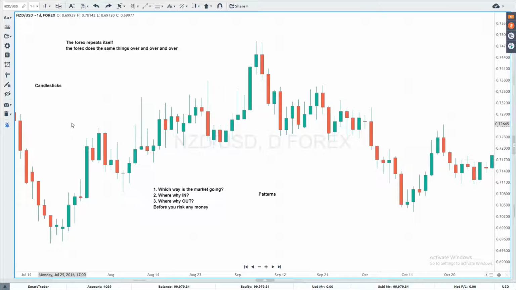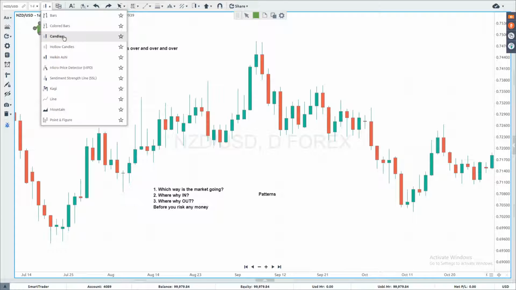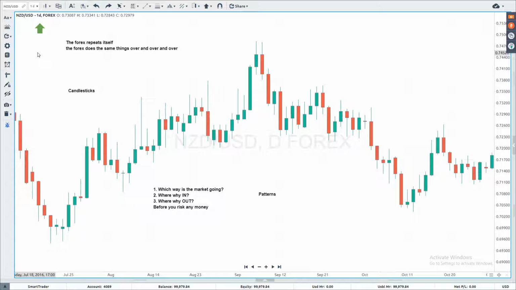All right, but what you need to know is this, okay? These things, these rectangles on the chart, those are called candlesticks, all right? Every one of them represents one day in the market. How do I know? Well, take a look. We're looking at a chart right now of the New Zealand versus the US dollar, and this is the 1 day candlestick chart, which means every one of these candles represents a day in the market.